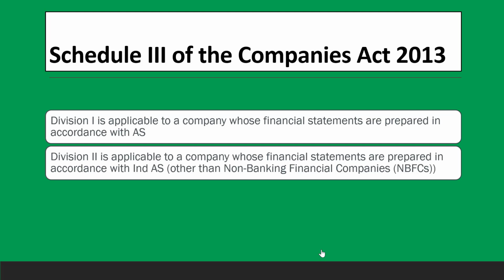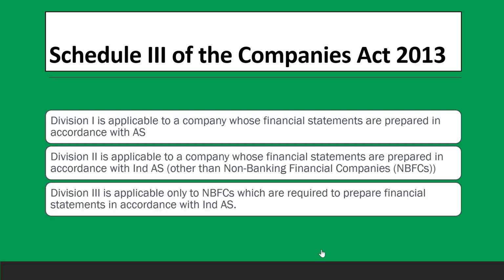Other than non-banking financial companies. So all banks need to follow Division 2. Okay, fine. Division 3 is applicable only to NBFCs which are required to prepare financial statements in accordance with Indian accounting standards. So all the NBFCs need to follow the Indian accounting standards. They have to follow in accordance with the Indian accounting standards.